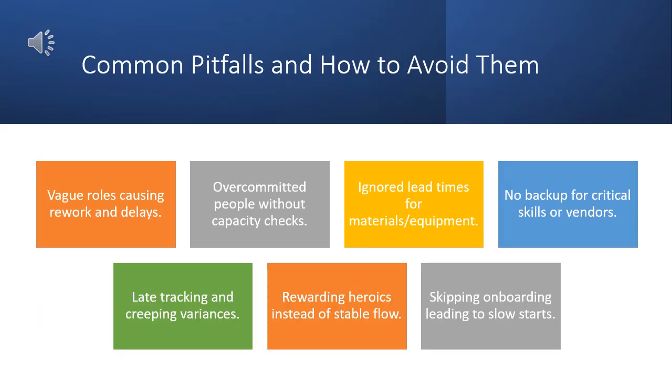Watch for these traps. Vague roles that cause rework and delays. Overcommitted people without capacity checks. Ignored lead times for materials or equipment. No backup for critical skills or vendors. Late tracking of actuals and creeping variances. Rewarding heroics instead of stable flow. Skipping onboarding, causing slow starts.